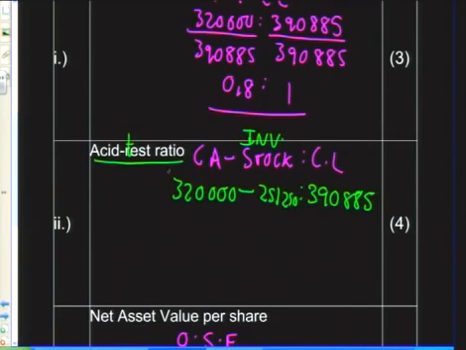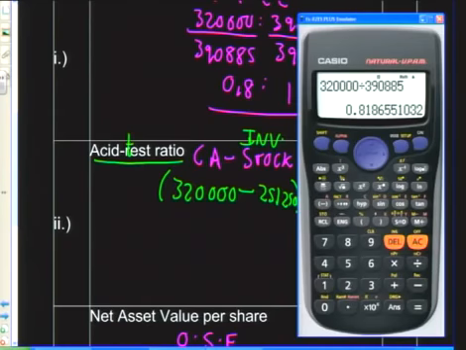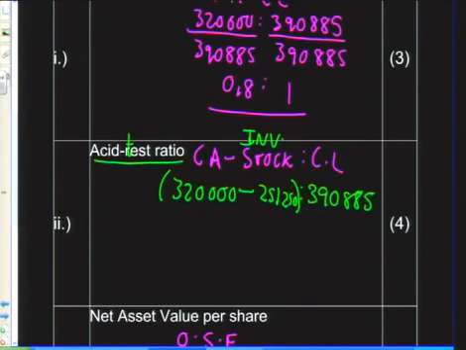Right, let's now work out this ratio. Remember, this calculation needs to be done first. So let's get the calculator out again. I'm taking 320,000, which is my current assets, and I'm subtracting my inventory, 251,250. Let's do that one more time. 320,000 minus 251,250. Okay, that looks better. 68,750.